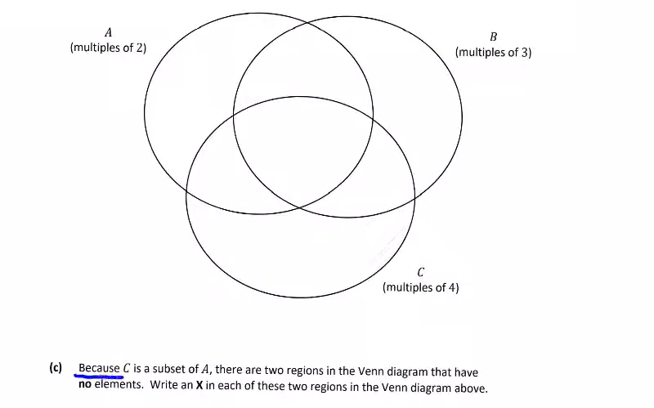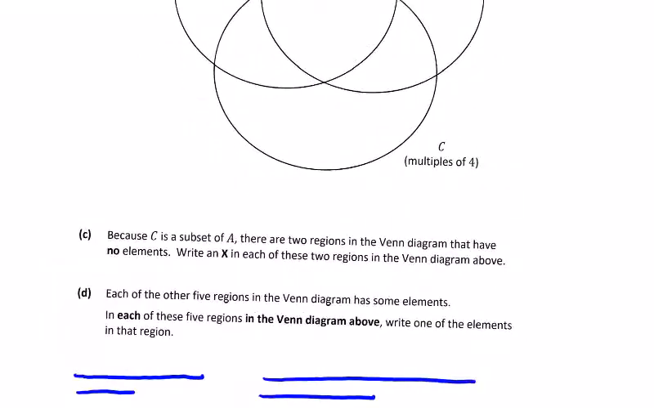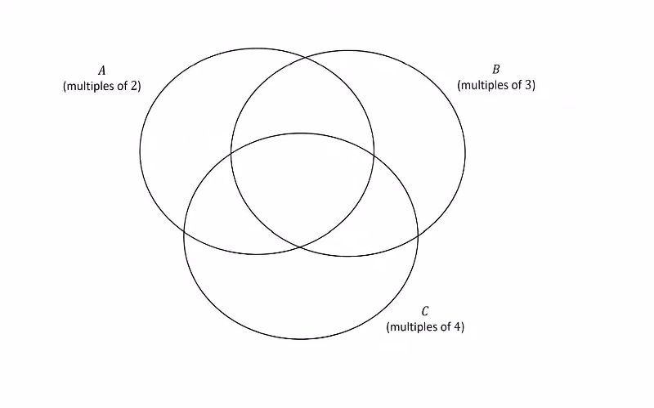Part C: because C is a subset of A, there are 2 regions in the Venn diagram that have no elements. Write an X in each of these 2 regions. And the second part is each of the other 5 regions has some elements, and in each of these 5 write one of the elements in that region. So a lot of words here, but they're just looking for one element in each of the regions, and then 2 where there's none. So let's have a look.